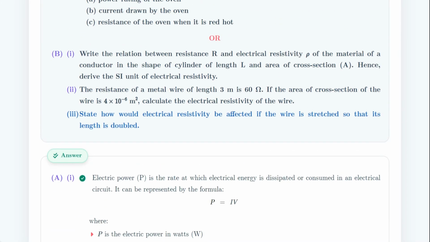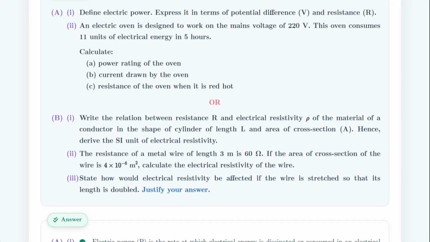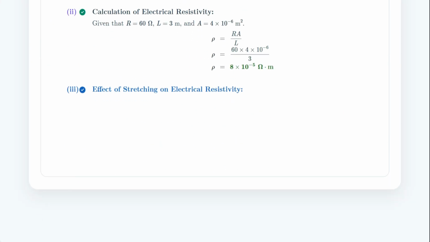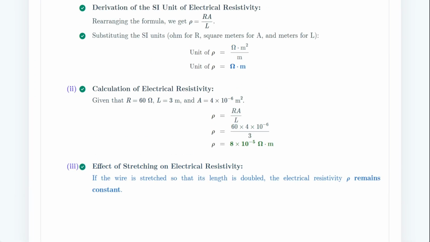Finally, sub-question 3 poses a tricky conceptual scenario. If we take this exact wire and stretch it so its length is doubled, what happens to its resistivity? And justify your answer. Let's see the effect of stretching. Here is the trick that catches many students. The electrical resistivity remains absolutely constant. It does not change at all.